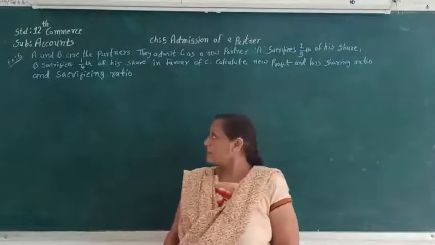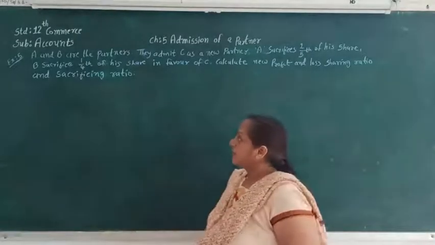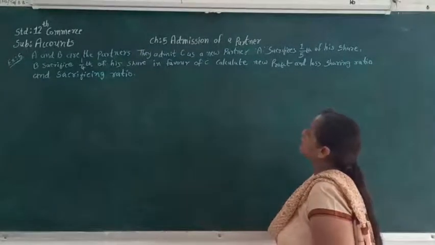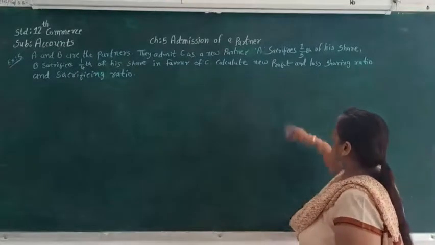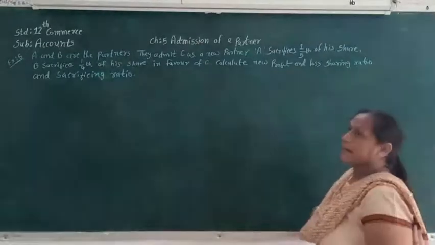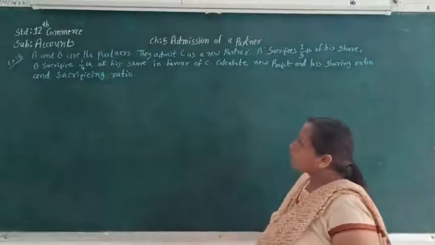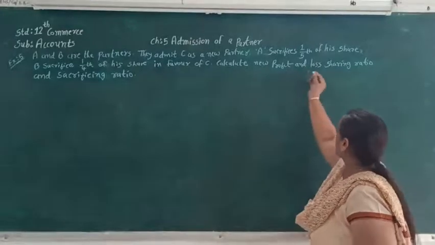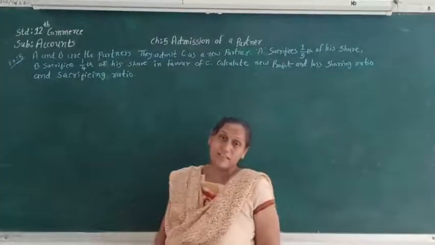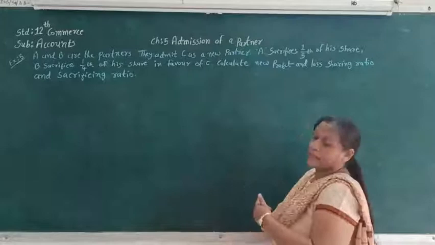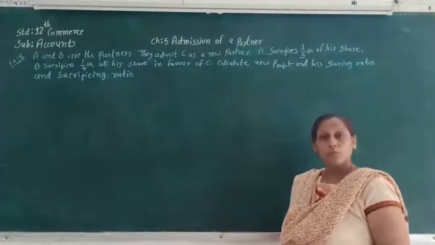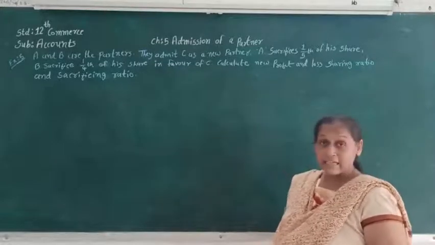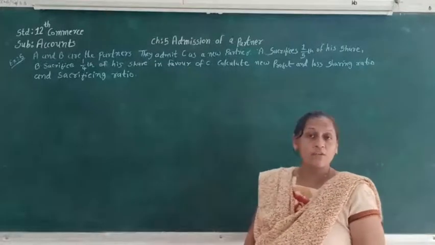Let's see example number 5. In that, A and B are the partners. They admit C as a new partner. A sacrificed 1/5 of his share and B sacrificed 1/4 of his share in favor of C. Calculate the new profit sharing ratio and the sacrificing ratio. In this sum, they have asked us to find both the new profit sharing ratio as well as the sacrificing ratio. And you can see that the old profit sharing ratio is not given.